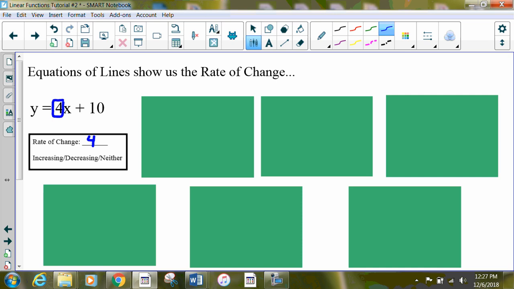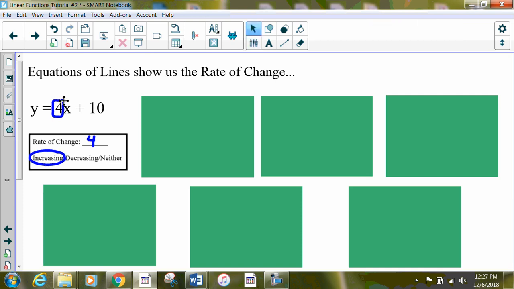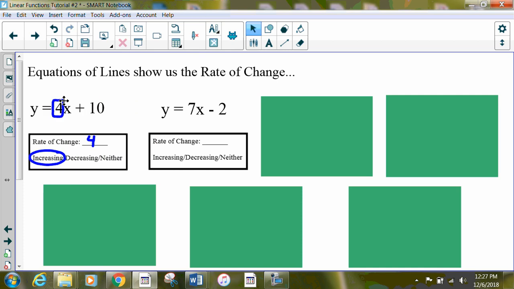Now, since 4 is positive, we know that the rate of change is increasing. So we're going to circle that. So that's what we're going to do today. We're going to be looking at equations of lines. So go ahead and write this equation down. I know it's not on your sheet, so write y equals 7x minus 2.